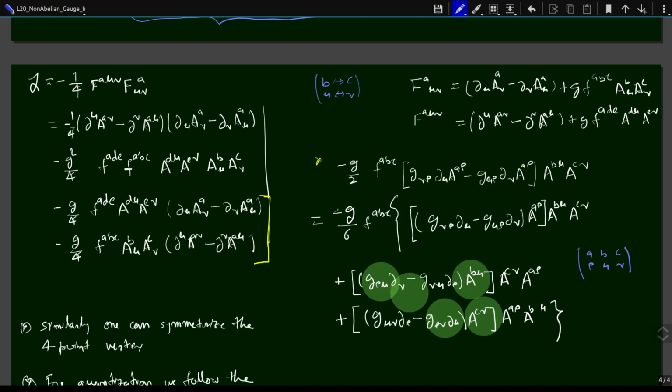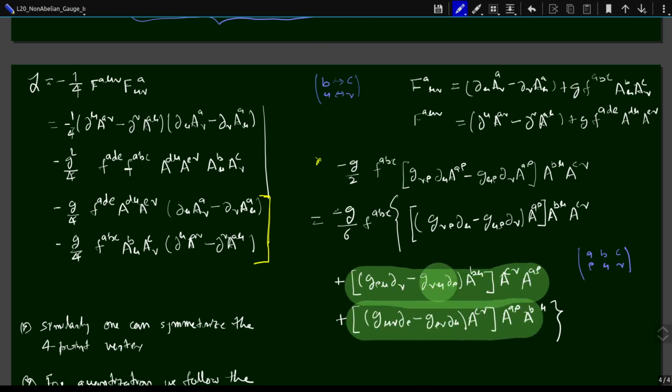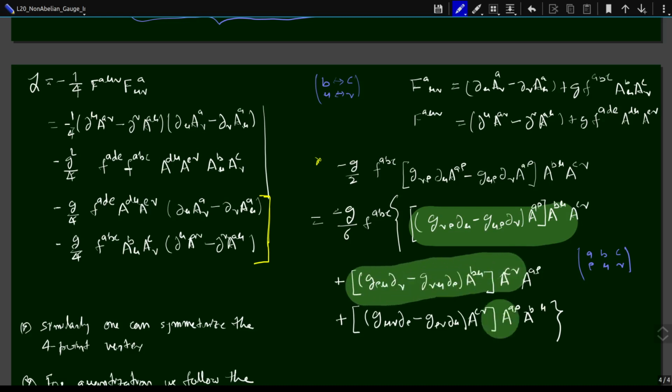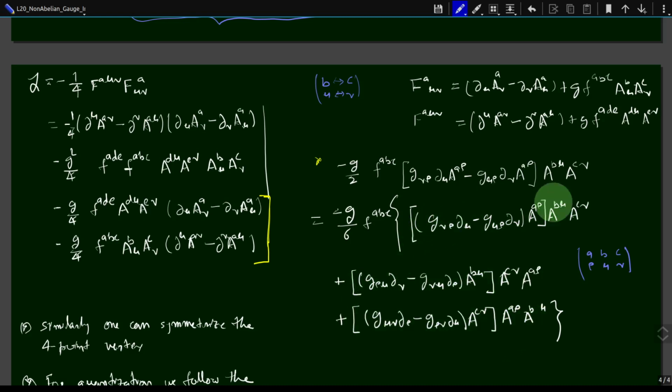So actually, under this transformation that is written over here, this term goes to minus of this term and vice versa. So overall, everything under this curly bracket changes sign. This goes to minus of itself, this goes to minus of this, and this goes to minus of that. What's important is that everything under the curly bracket changes sign, and so does f^{abc}, because b and c are exchanged.